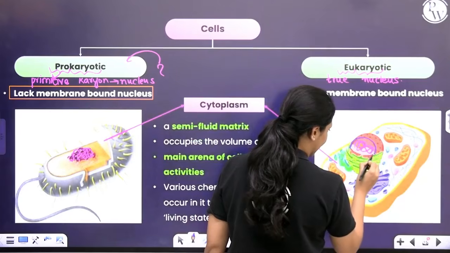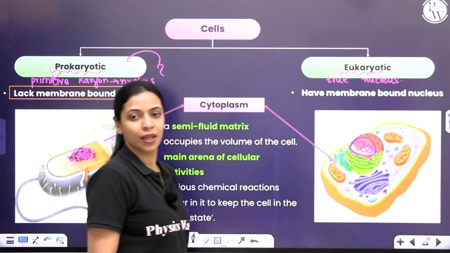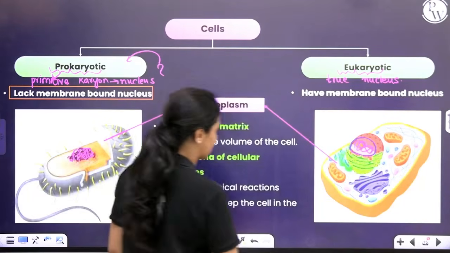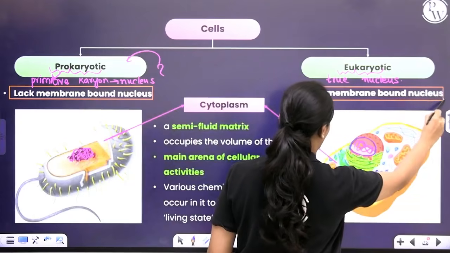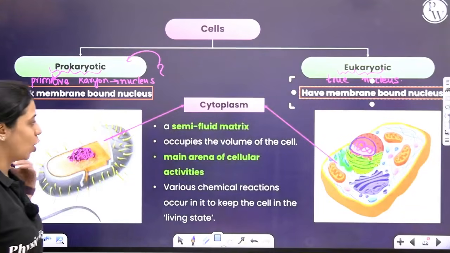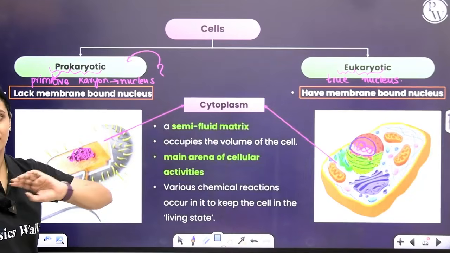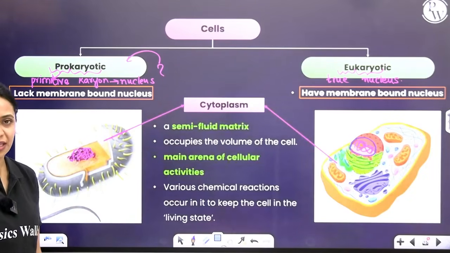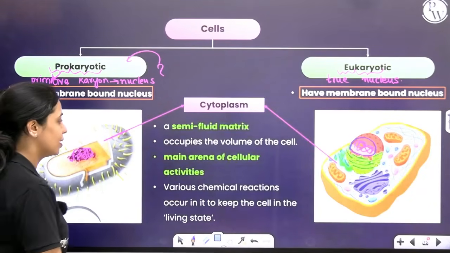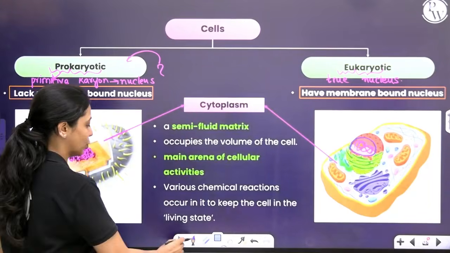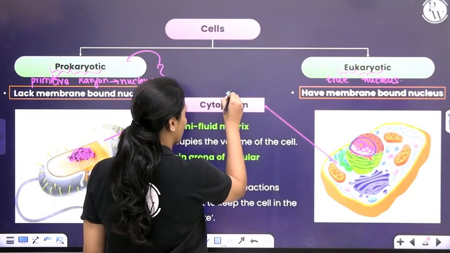A well-defined nuclear membrane. This is the primary, most important difference. They have a membrane-bound nucleus. What is common to them both? In both prokaryotes and eukaryotes, within the cell, there will be a semi-fluid matrix called the cytoplasm. Cytoplasm is common to both.